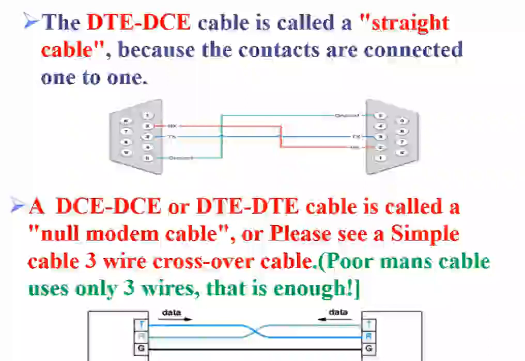Now, DTE to DCE communication is done with a straight cable. You can see that receive goes to receive, transmit goes to transmit. Whereas when DCE to DCE or DTE to DTE communication takes place, for example, my computer is a DTE and my temperature meter is also a DTE, I need to make a null modem cable which looks like that. Transmit goes to receive, and receive goes to transmit.